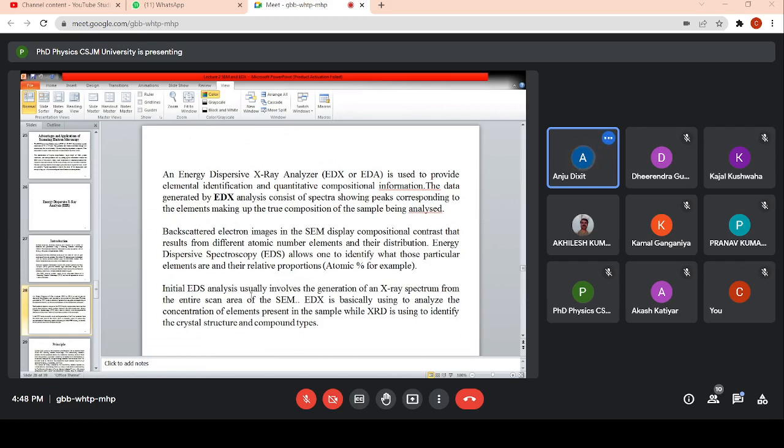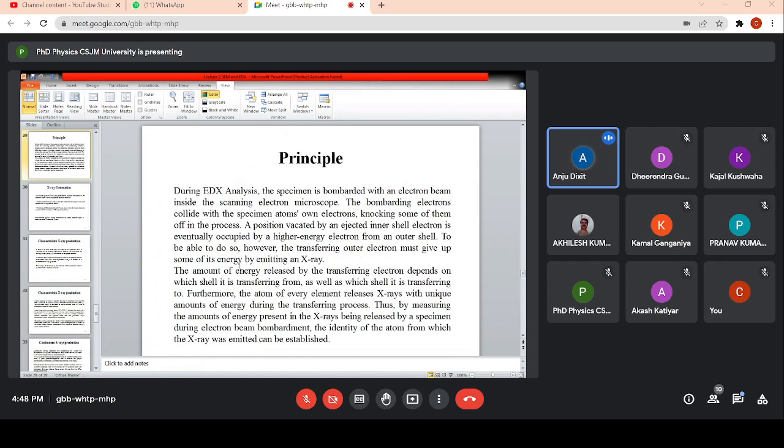ये ईडीएक्स से आपको बिल्कुल प्रिसाइजली पता चल जाता है। So initial EDX analysis usually involves the generation of an X-ray spectrum from the entire scan area of SEM. EDX is basically used to analyze the concentration of elements present in the sample, while XRD is used to identify the crystal structure and compound type.